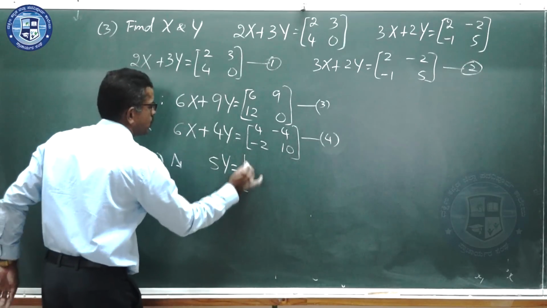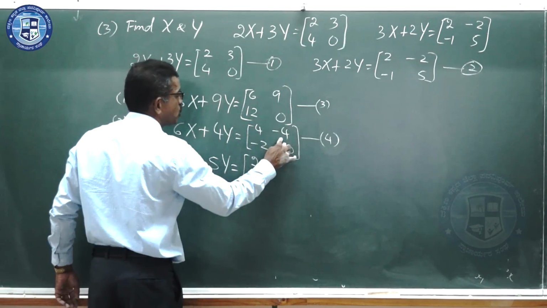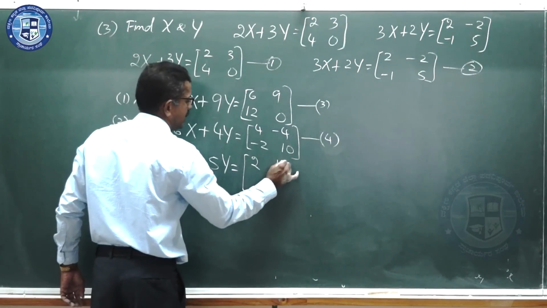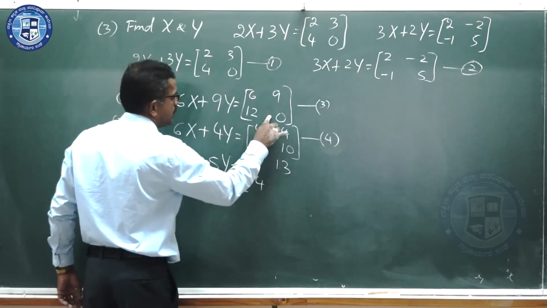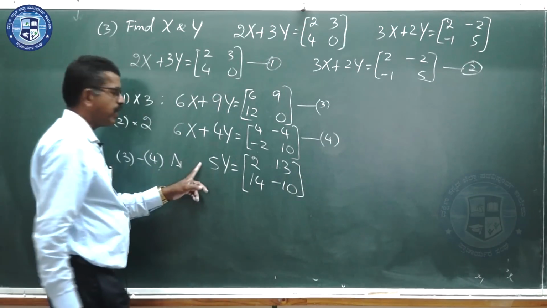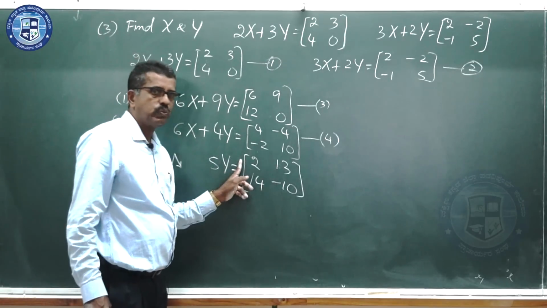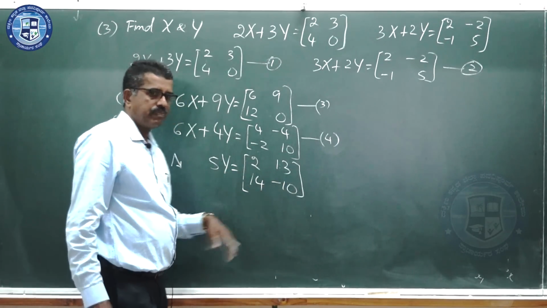Will be equal to, subtracting here, 6 minus 4, 2, 9 minus of minus 4, it is 13, 12 minus of minus 2, 14, 0 minus 10, it is minus 10. We have 5y equal to the matrix 2, 13, 14, minus 10.